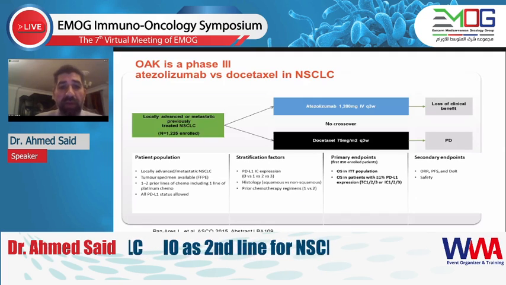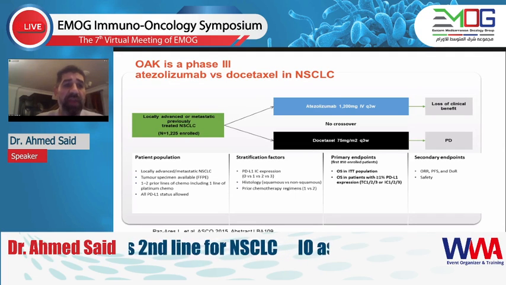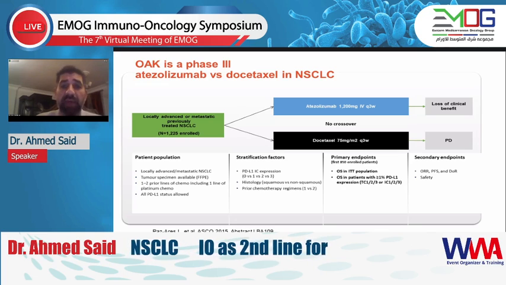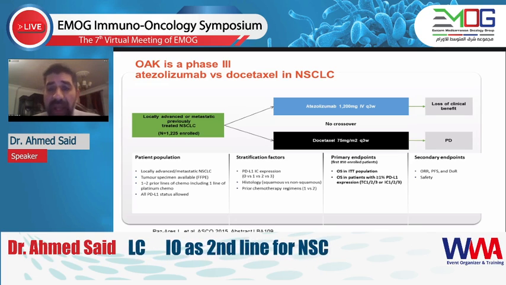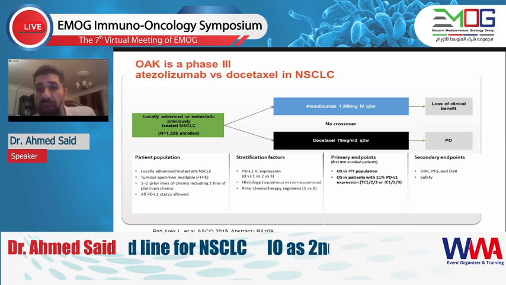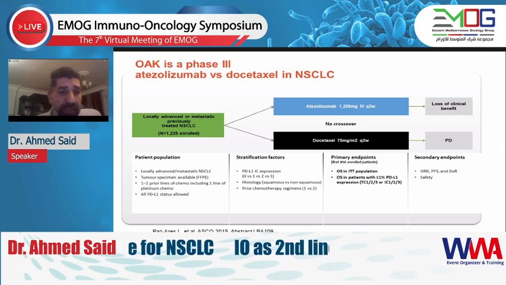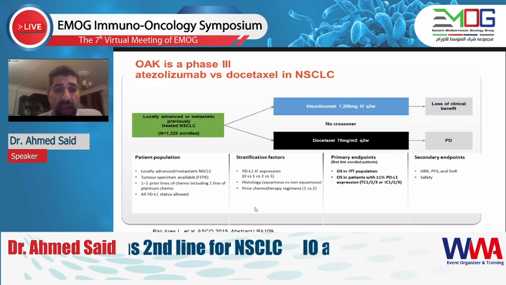And coming to atezolizumab, after the phase 2 POPLAR came the OAK phase 3 trial, atezolizumab versus docetaxel in non-small cell lung cancer. Patients were randomized to atezolizumab 1,200 milligram every 3 weeks versus docetaxel 75 milligram per meter square every 3 weeks until disease progression or loss of clinical benefit. The patient population was locally advanced or metastatic non-small cell lung cancer, with 1 to 2 prior lines of chemotherapy, including 1 line of platinum chemo. All PD-L1 statuses were allowed.